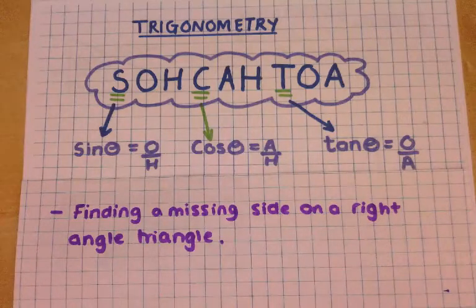Today's video is about finding a missing side on a right angled triangle using trigonometry. You may have seen this. It's SOHCAHTOA and it's a mnemonic to help us to remember three equations.